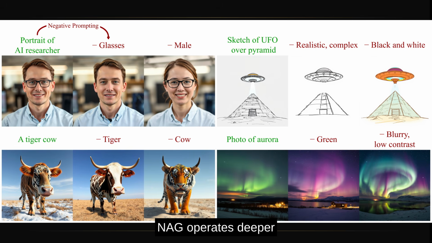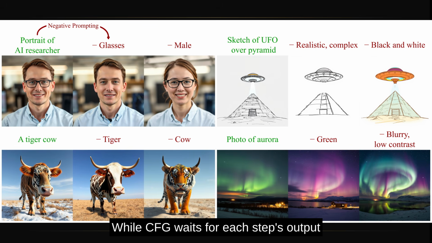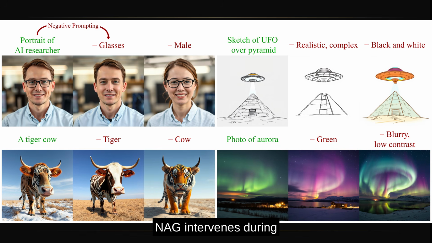NAG operates deeper inside the model architecture. While CFG waits for each step's output and then blends, NAG intervenes during the attention computation itself. This is like the difference between mixing two recordings versus adjusting the instruments while they're playing.